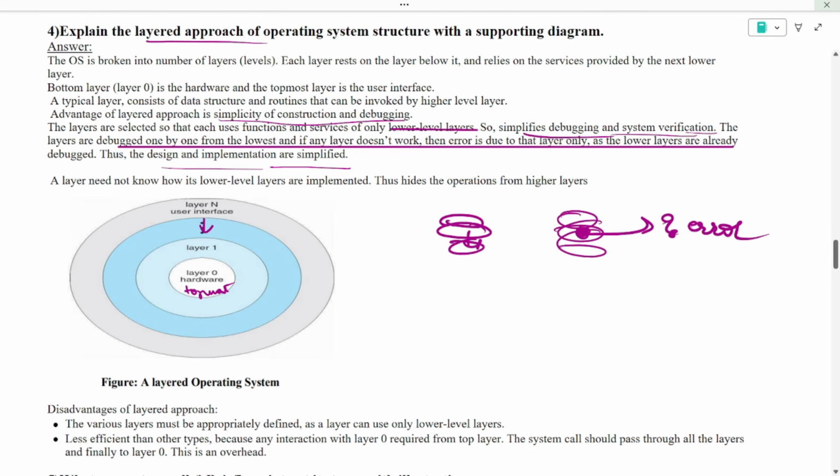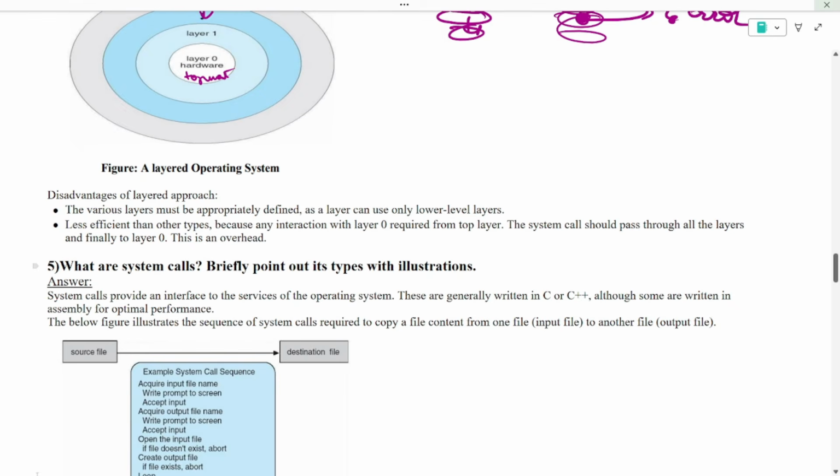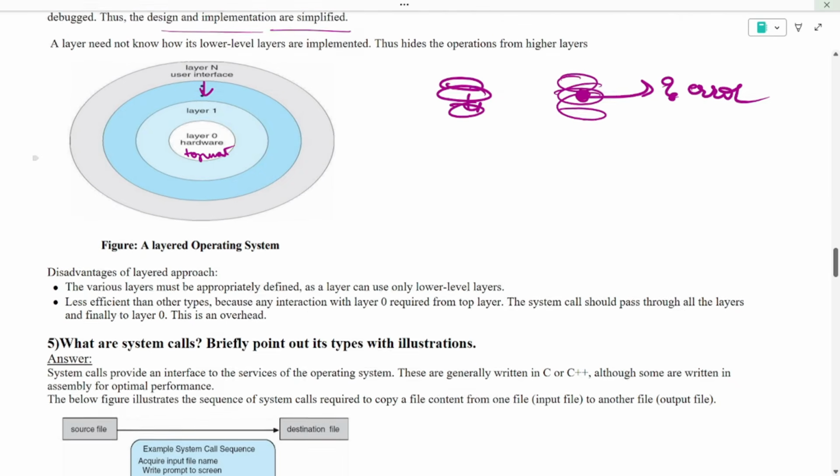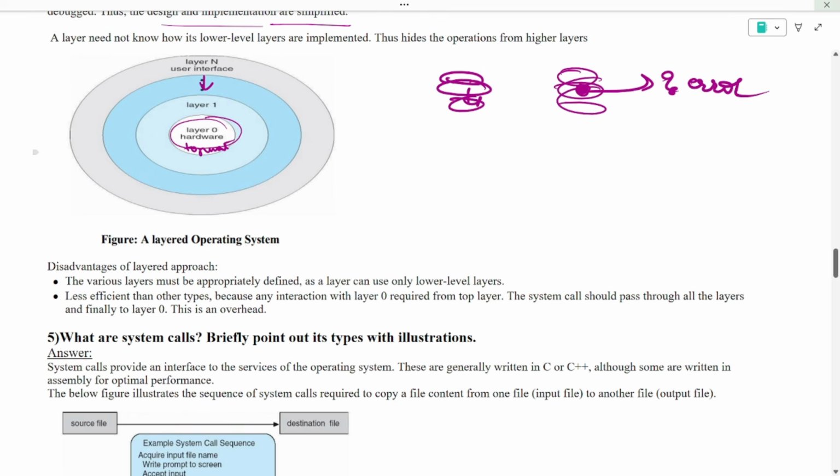Now, I'll explain the diagram first. There is layer 0, layer 1 and up to layer n. This is the user interface. The user will use it, and here is the hardware, which is connected to the layers.